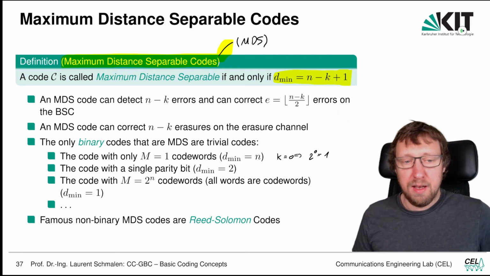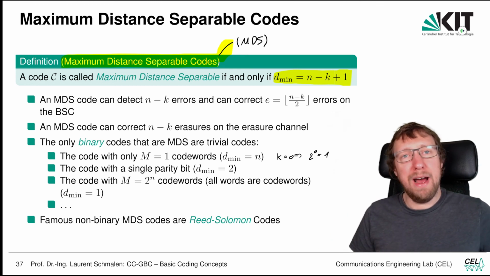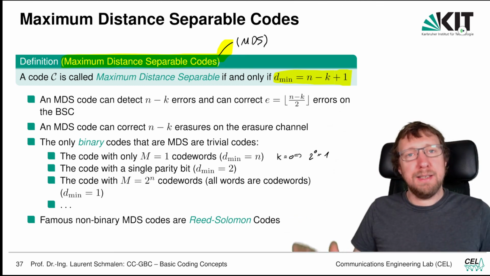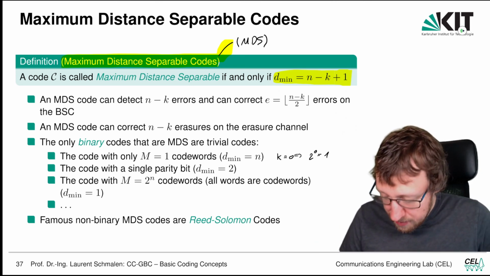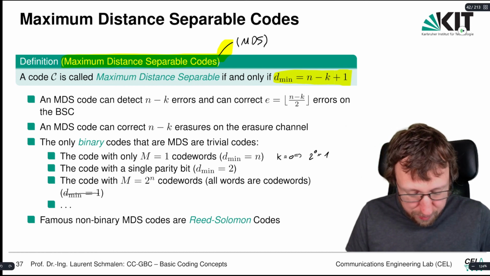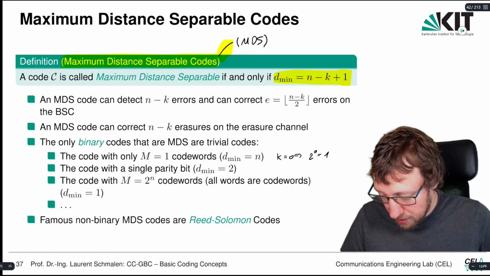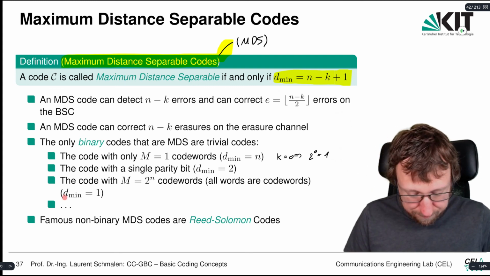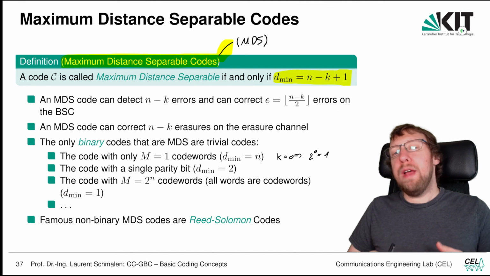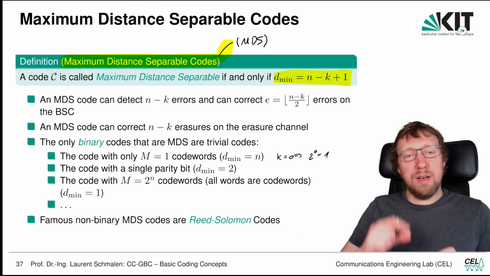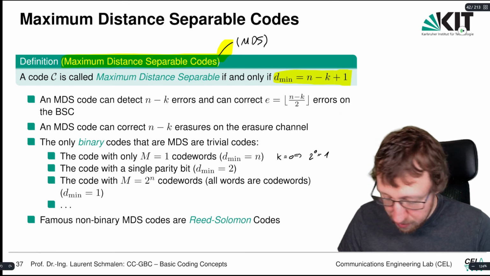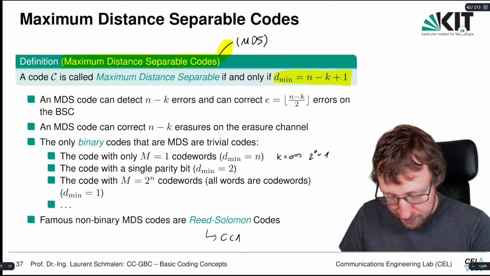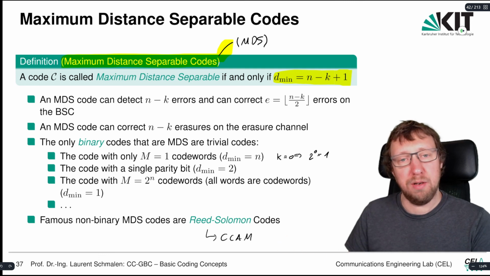And then the code that has all 2 power n code words. So all the words that exist are actually code words. It's also not a very useful code because this one has a minimum distance of 1. So no detection, no correction possible. If we move away from the binary code, so if we allow the different positions to be non-binary, then we actually have MDS codes. This is the so-called Reed-Solomon codes. This is also something we're going to see in the CCAM lecture in the summertime.